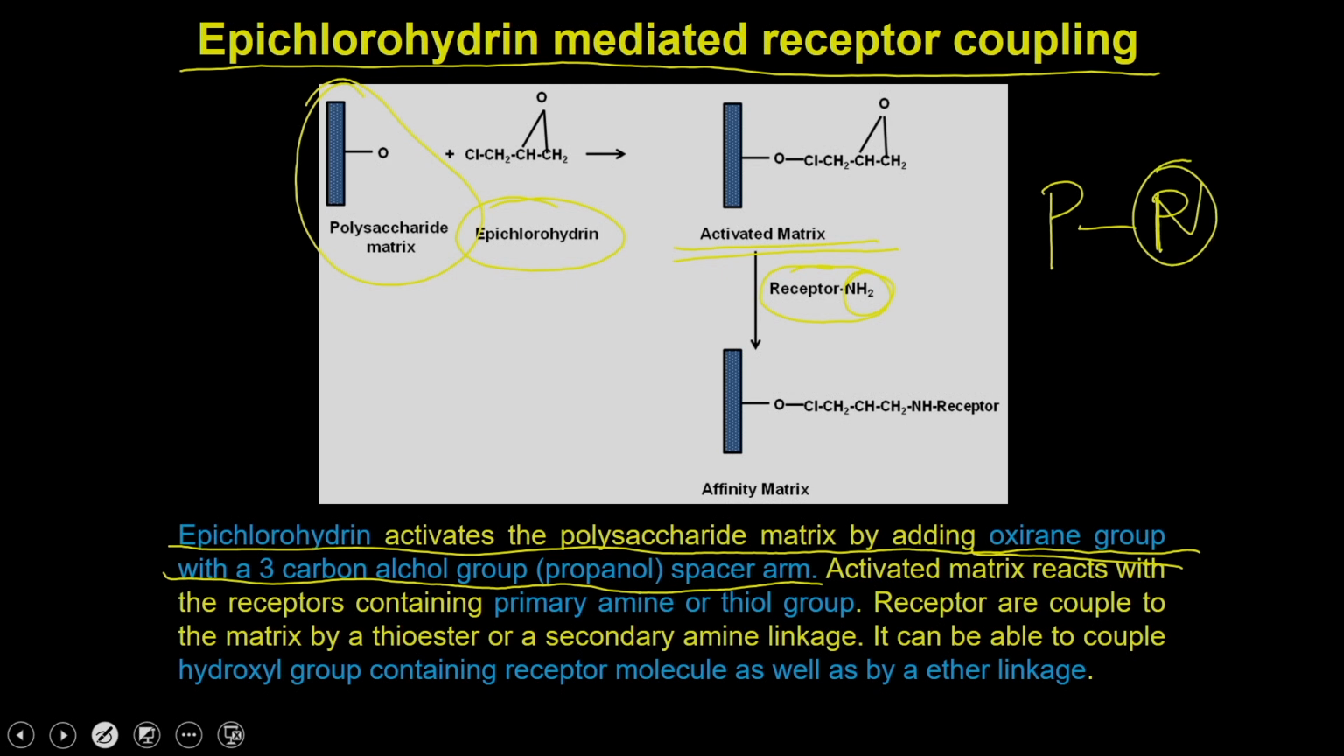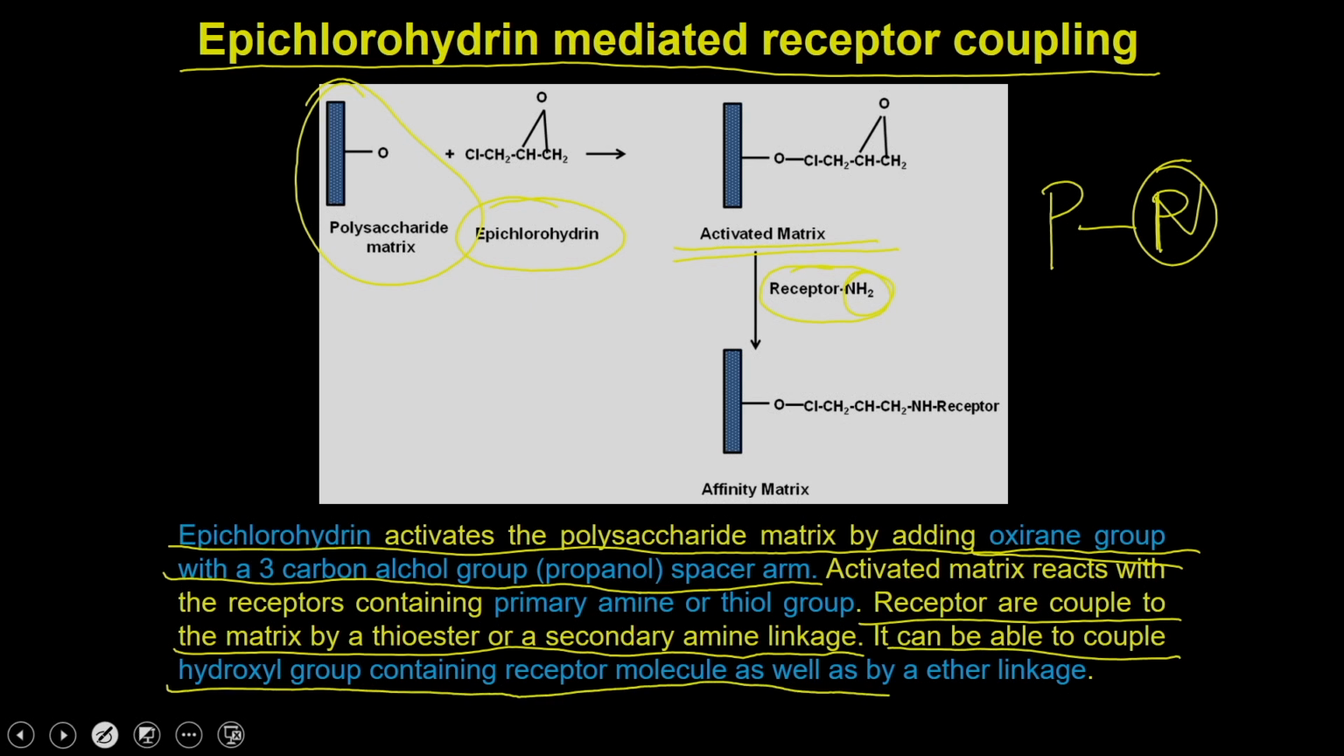Now, the receptors are coupled to the matrix by a thioester or secondary amine linkage, and it can also couple a hydroxyl group containing receptor molecule by an ether linkage. So, you have two options: either you use the receptor which contains the OH, or you can use the receptor which contains the primary or secondary amines, and that is going to couple to the matrix, which means you are going to get the coupling of the receptor to the matrix.